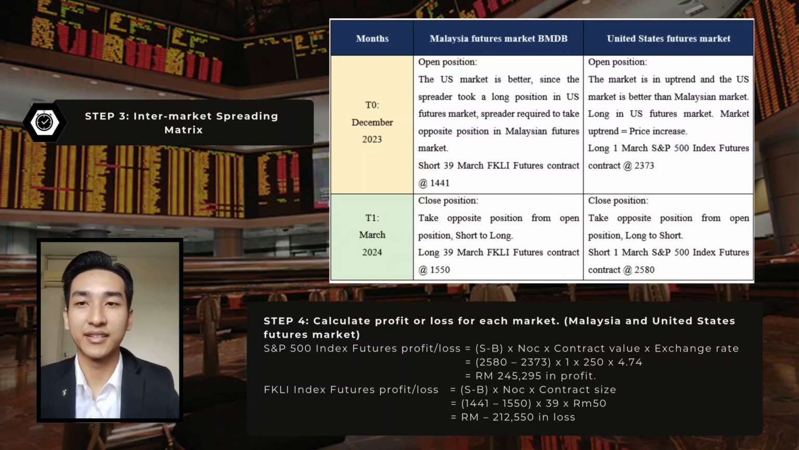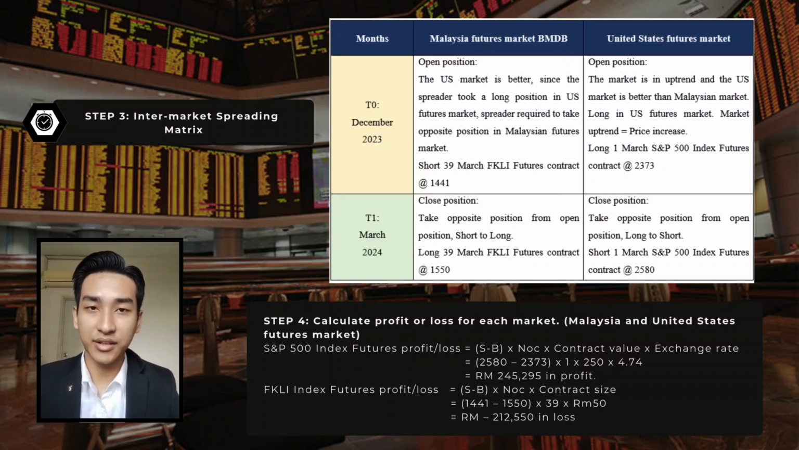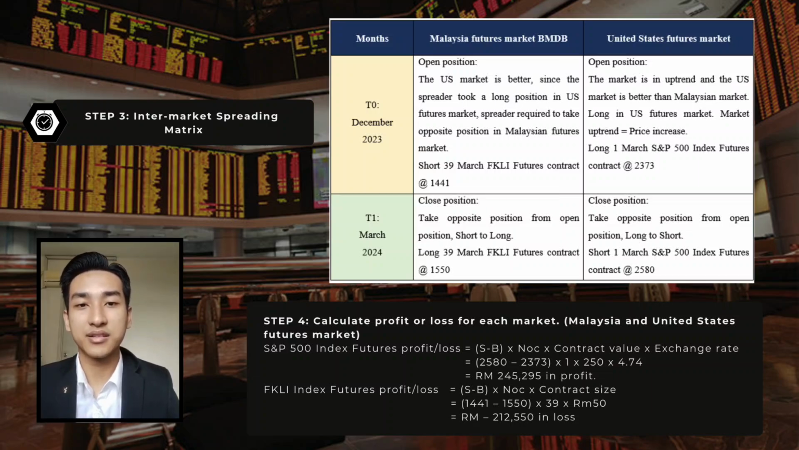Still in T0, in the Malaysian futures market, we have to take the opposite position. Since it is a spreading technique, we have to take an opposite position. So what we have to do is short 39 March FKLI futures contracts at 1,441 ringgit. The 39 contracts were calculated earlier.